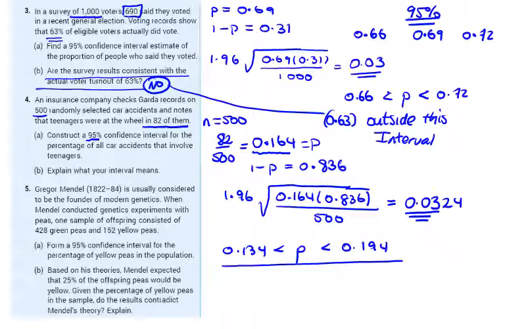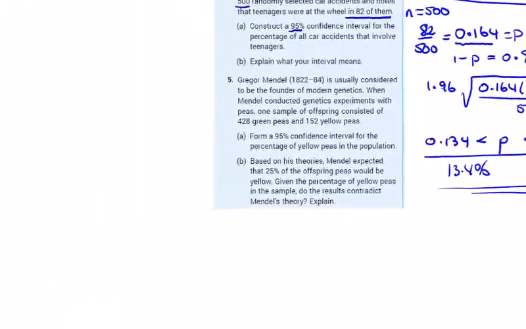And explain what your interval means. Well, we can say that with 95% confidence, between 13.4% and 19.4% of the drivers stopped by Gardaí will have teenagers behind the wheel. And you would obviously write those words because the examiner can't hear your thoughts.